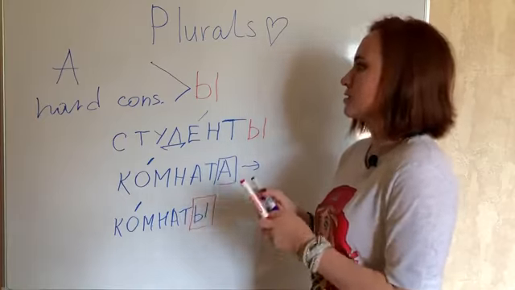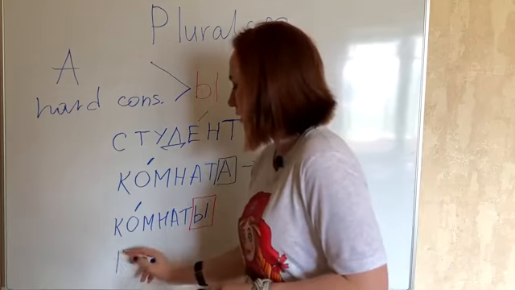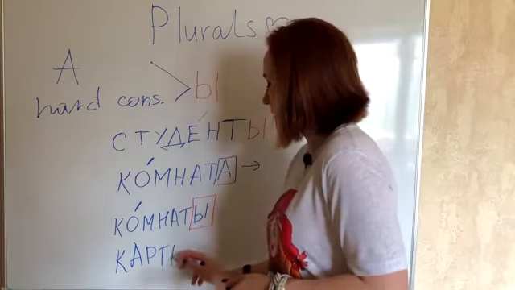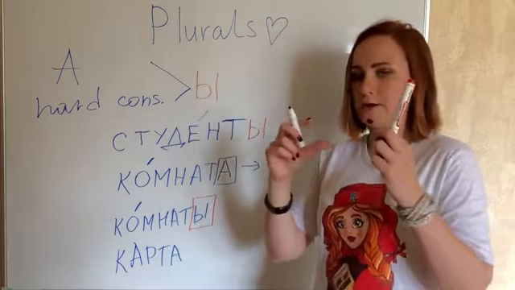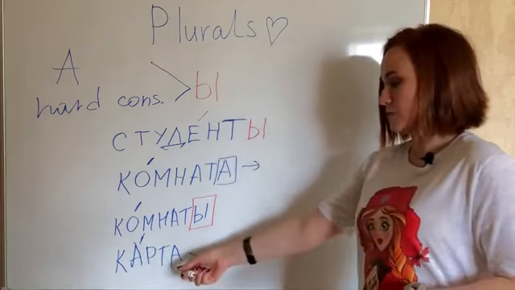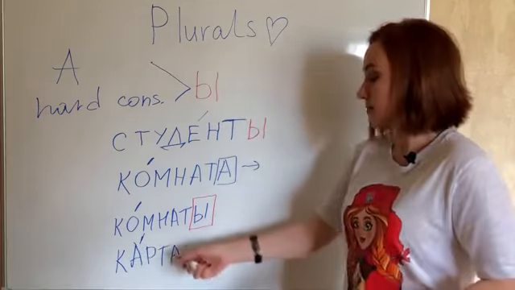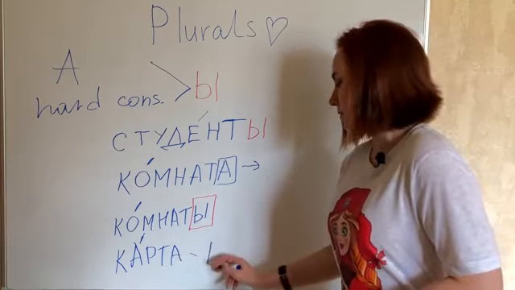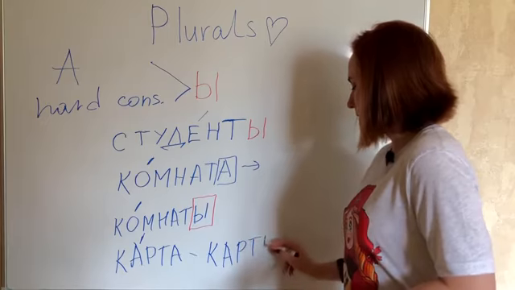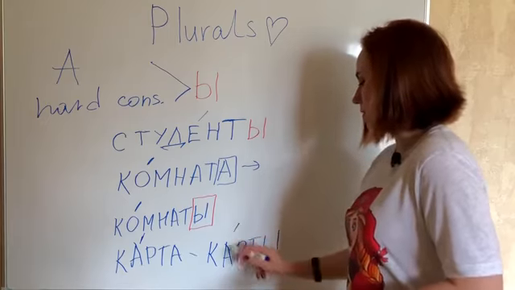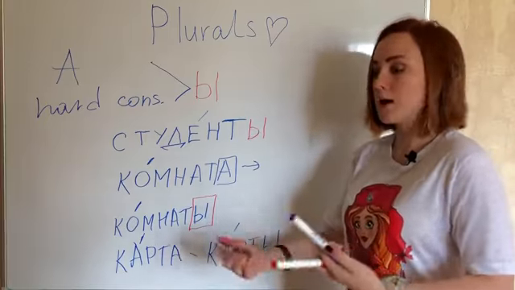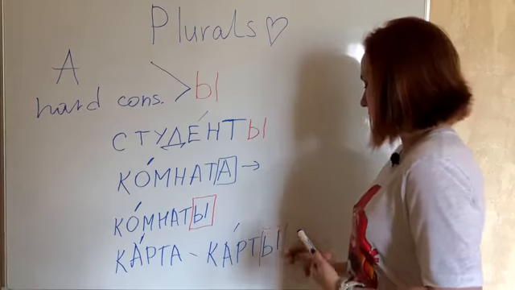Same with the word, for example, карта. Карта. It can be a map or a card. What do we do? We replace A with Ы, and we get cards or maps. Карты. Карта. Карты. Right?